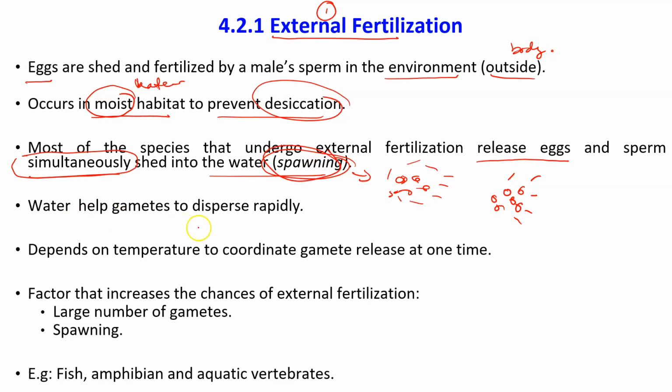So water helps gametes to disperse rapidly. It depends on temperature to coordinate gamete release at one time. So factors that increase the chances of external fertilization are that it will release a large number of gametes, and it involves spawning. Examples of organisms are fish, amphibians, and also aquatic vertebrates.